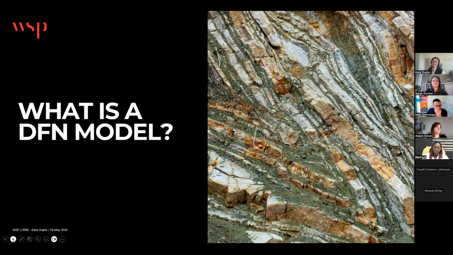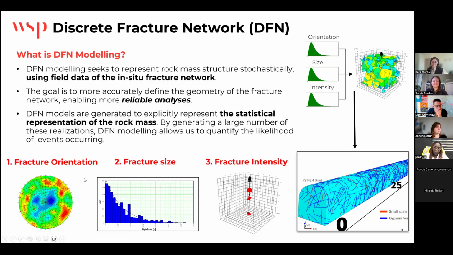So, what is a DFN model? Well, a DFN model seeks to represent a rock mass structure stochastically using field data of the in situ fracture network. So what this means is a DFN generates these fractures randomly, but they're based on the statistical definition of the in situ fracture network. And we can do this by defining three key parameters of that fracture network. And those parameters are fracture orientation, size, and intensity. And we define those using the in-field data. And this allows for a more reliable analysis.